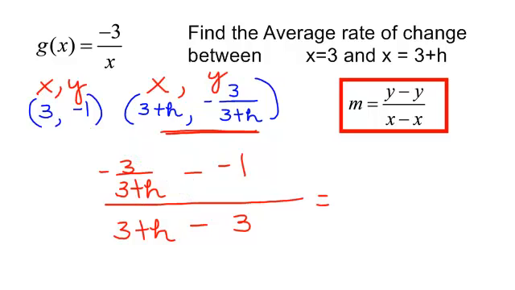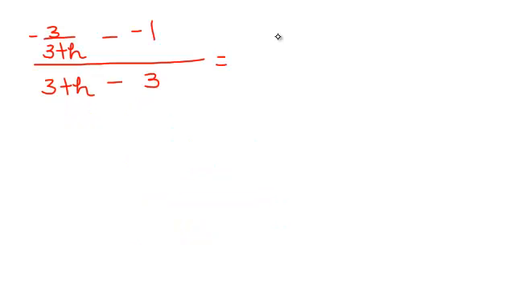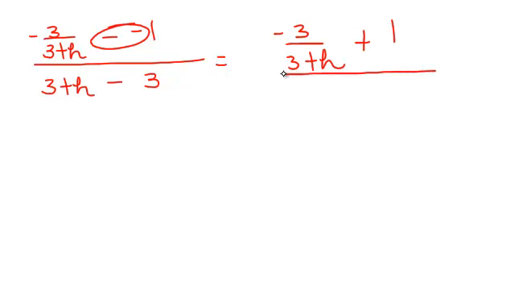Now let's do a little bit of work. Let me make some room because this is a big problem. Okay, in the numerator, I will have negative 3 over 3 plus h, and this minus a negative will be a positive 1. In the denominator, I'm going to have 3 plus h minus 3, which would simply be h. Wow, would you look at this problem? This is the average rate of change, actually. I just need to simplify it.